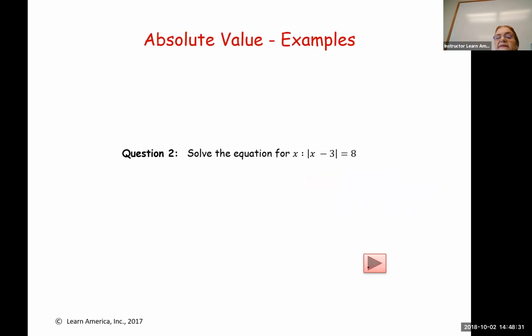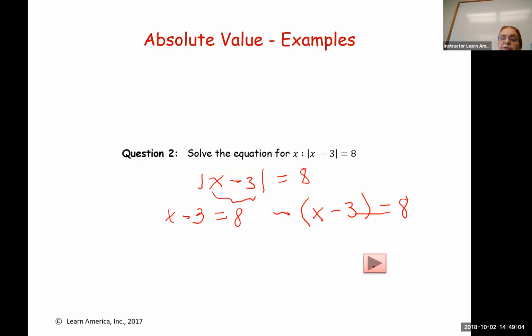Now we want to look at solving an absolute value equation. This equation says the absolute value of some number represented by x minus 3 is equal to 8. Well, we don't know whether this number is non-negative or negative. Now, if the number is non-negative, then we don't need the absolute value sign. We just have x minus 3 is equal to 8. But if the number is negative, then it's its opposite, which is equal to 8. In other words, the opposite of this number equals 8.